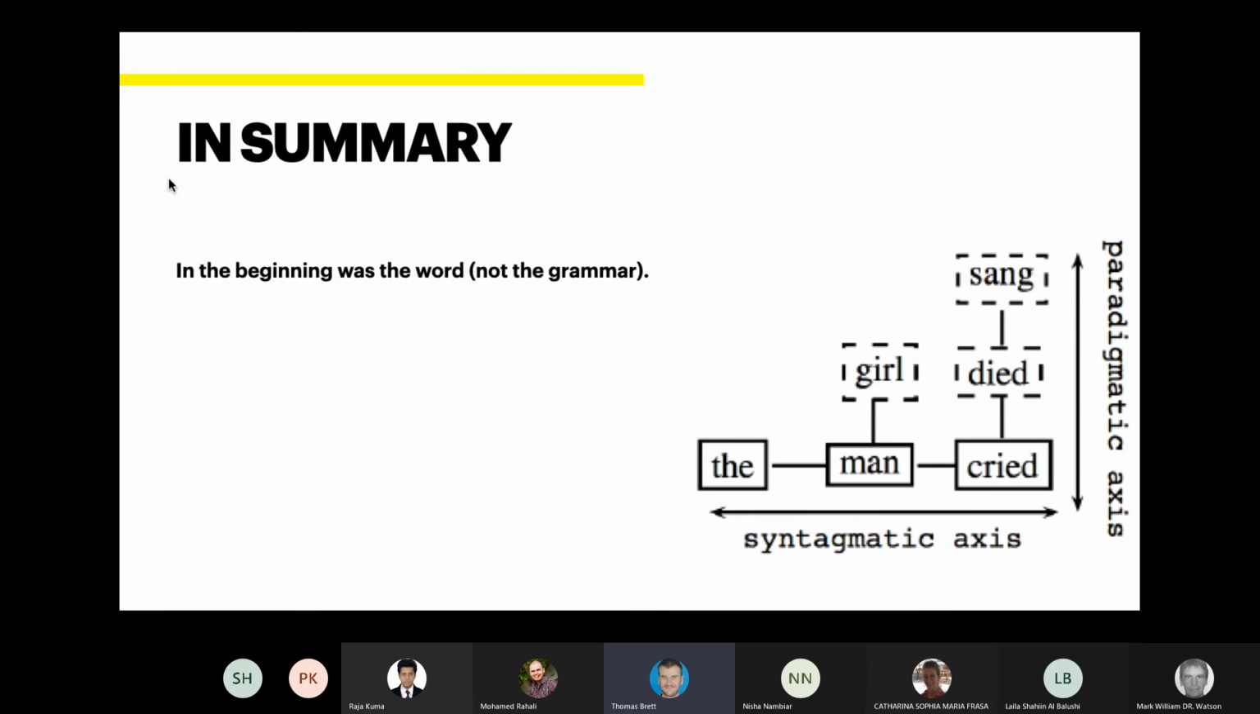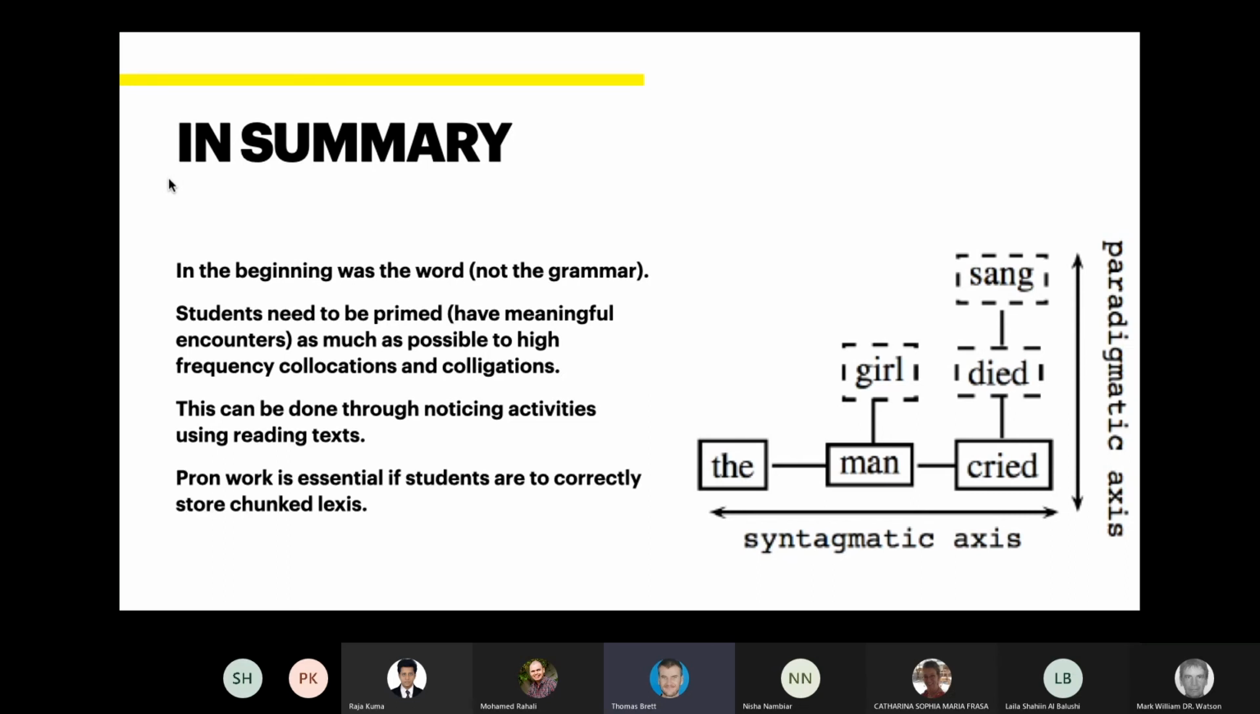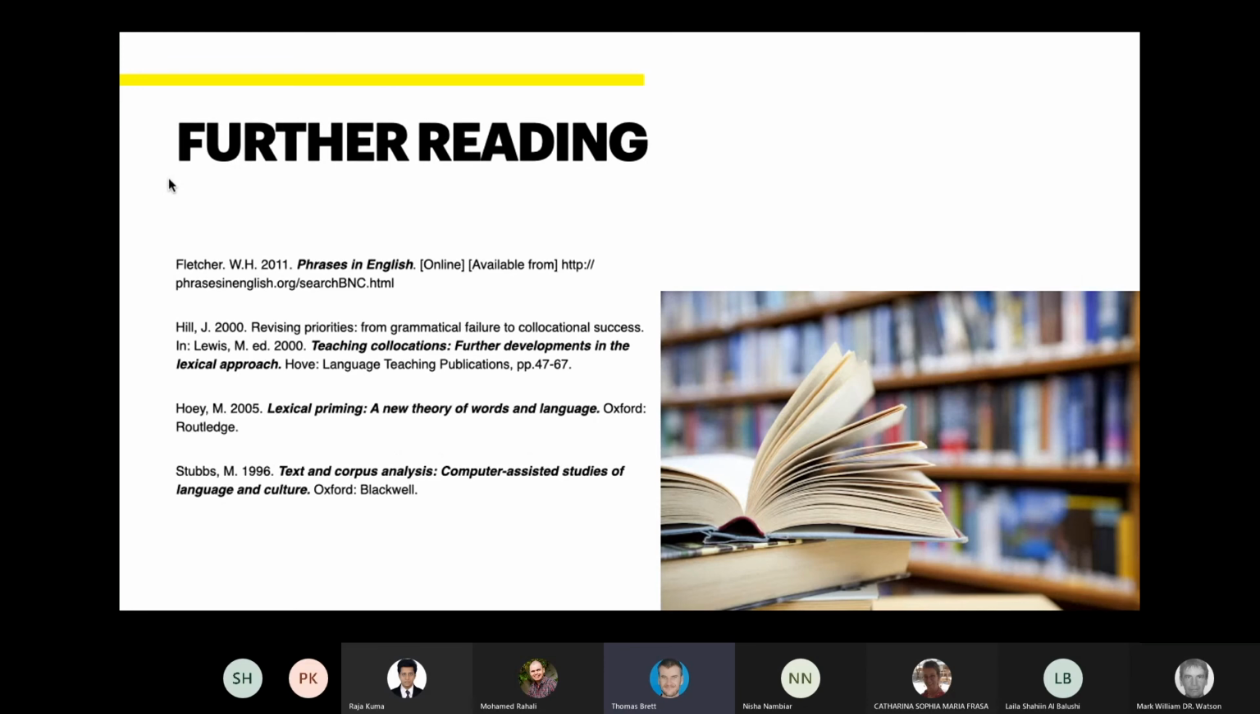in the beginning was the word, not the grammar. Students need to be primed, have these meaningful encounters as much as possible to high frequency collocations and collocations. And this can be done through noticing activities using reading texts. And pronunciation work is essential if students are to correctly store the language that we teach them. And here's some further reading for you. Okay, so these are the guys I studied on my Delta, really, and found very useful.